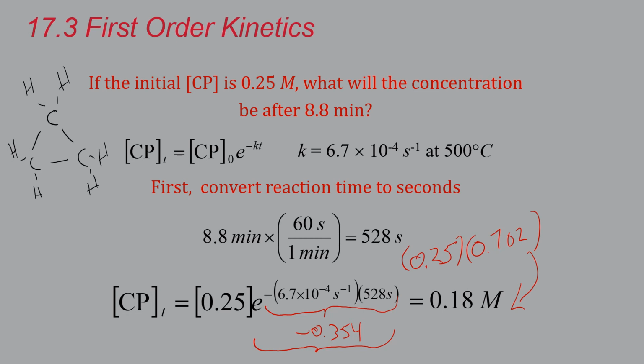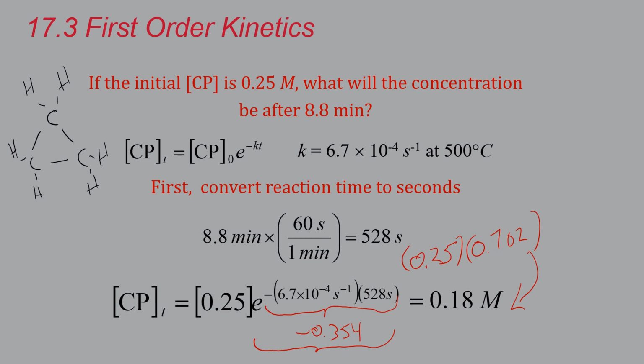So make sure that you practice or figure out on your calculator how to do these E operations, because they're a little bit different on each one. Very often you evaluate this expression at like negative 0.354. You'll hit an e to the x button and it'll spit out the 0.702 and then multiply it by the 0.25.